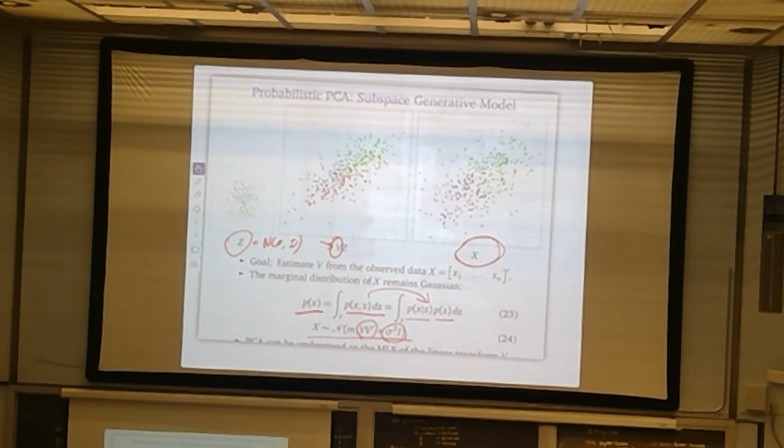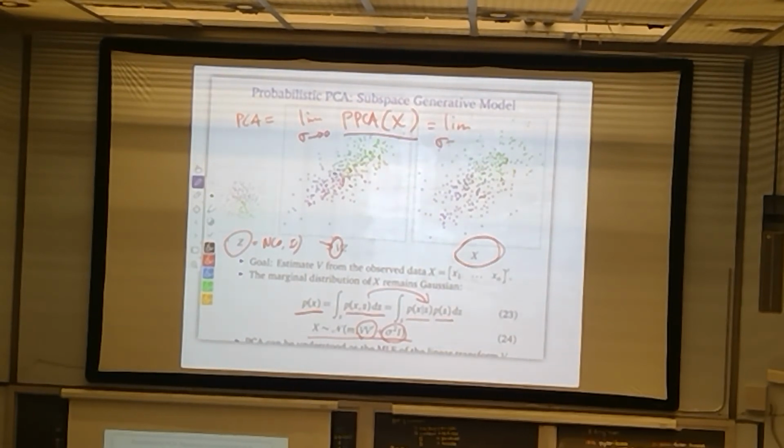Oh, sorry, this is somehow cut off. But PCA can be understood as the maximum likelihood estimate of the linear transform. So essentially, PCA is the limit when sigma goes all the way to 0. Given X, PPCA gives the estimated V. And essentially, as sigma goes to 0, this is the maximum likelihood estimate of V given the data X.